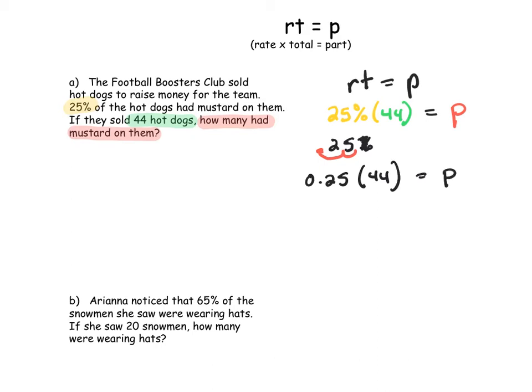So pause the video and do that calculation. The answer is 11, and that equals part. So now let's see if that's a reasonable answer. How many hot dogs had mustard on them? And this is part. There were a total of 44. So yes, 11 would be part out of 44. So that is a reasonable answer.